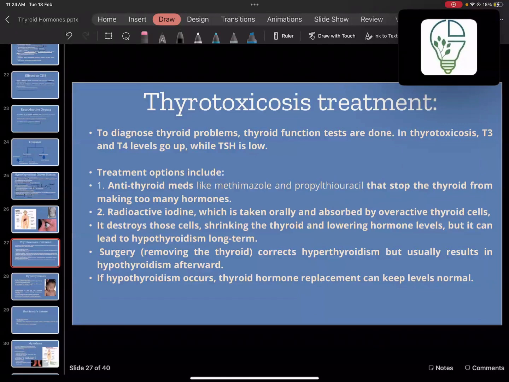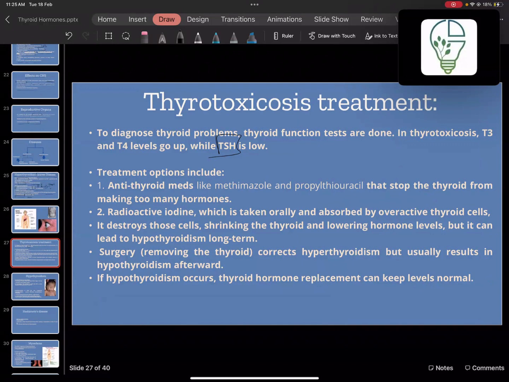Okay, so now we're going to talk about thyroid toxicosis treatment. And honestly, this part you can just read through. But basically, when we see increased levels of T4 and T3, we want to check if the TSH is also raised, like if the amount of TSH is also raised.